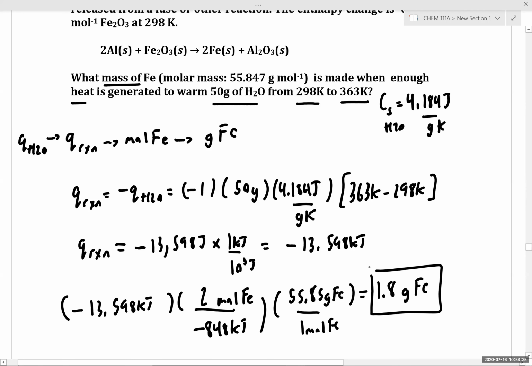Does this example make sense to everyone? Any questions on this example?